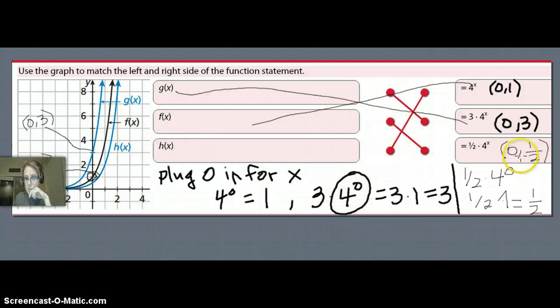And then finally we have a point at 0, 1/2, which is right here, you can see. That point is 0, 1/2. And that is our h of x graph, so we know that these correspond here. And we matched them. I hope that's helpful.